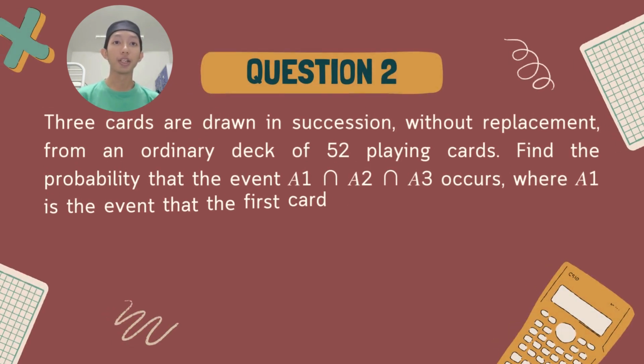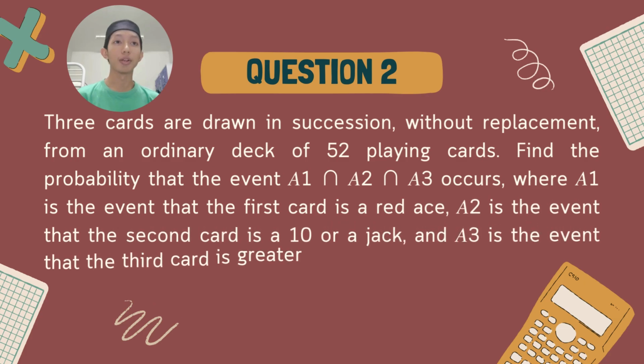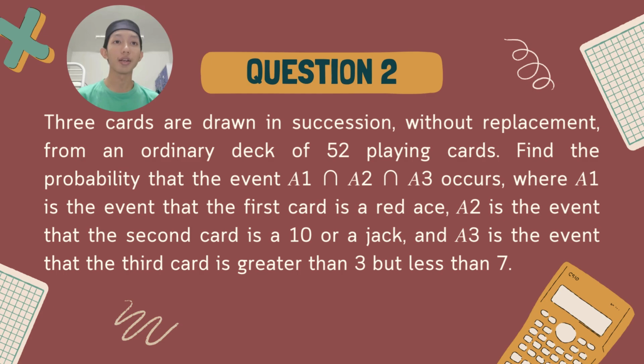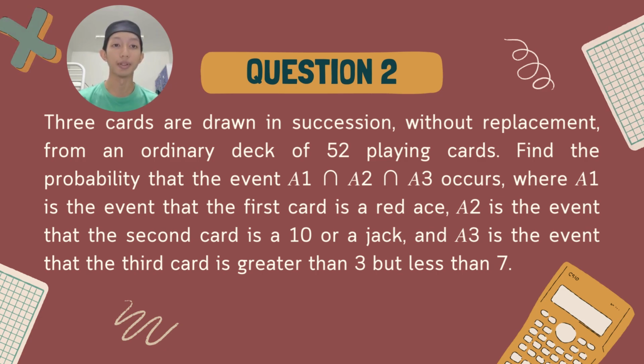We move on to question 2. The question is: 3 cards are drawn in succession without replacement from an ordinary deck of 52 playing cards. Find the probability that the event A1 intersect A2 intersect A3 occurs, where A1 is the event that the first card is a red ace, A2 is the event that the second card is a 10 or a jack, and A3 is the event that the third card is greater than 3 but less than 7.